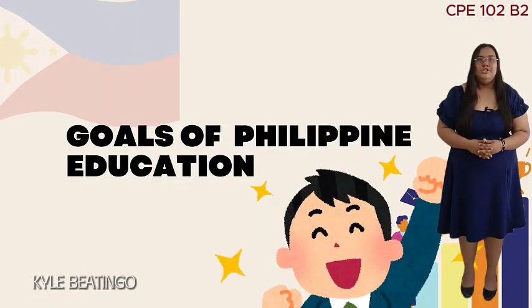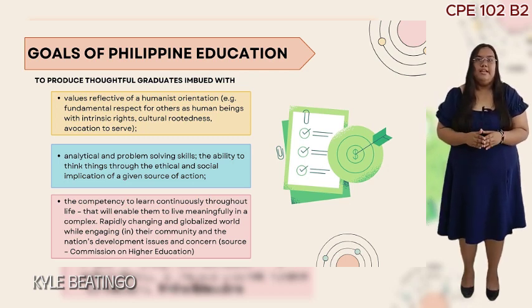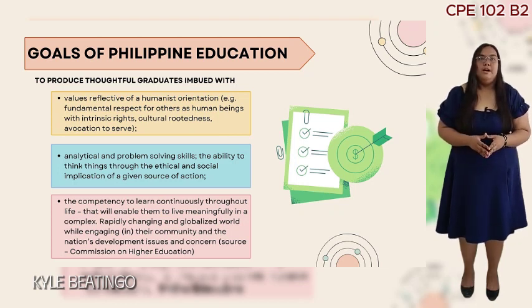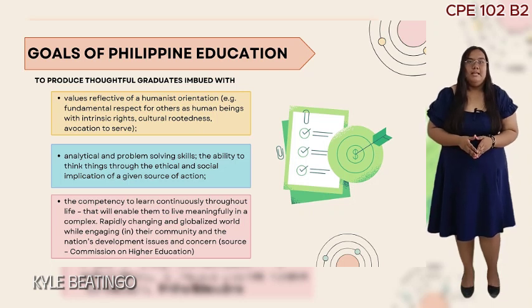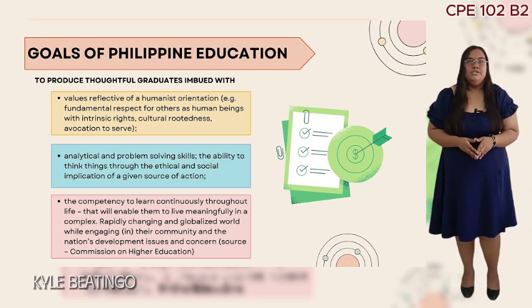Goals of Philippine education: to produce thoughtful graduates imbued with, 1, values reflective of the humanist orientation, for example, fundamental respect for others as human beings with intrinsic rights, cultural rootedness, a vocation to serve. Number 2, analytical and problem-solving skills. Number 3, the ability to think through the ethical and social implications of a given course of action. 4, the competency to learn continuously throughout life that will enable them to live meaningfully in a complex, rapidly changing, and globalized world while engaging in their community and the nation's development issues and concerns. Source: Commission on Higher Education.